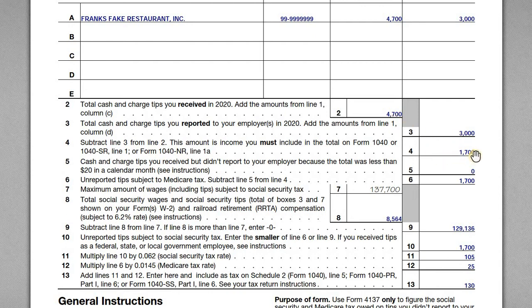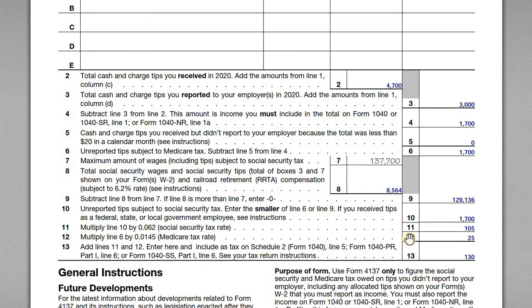So line 4 is the amount that must be included in income and subject to Social Security and Medicare tax, right? So line 6 is the amount of unreported tips subject to Medicare, right? And then line 8, lines 9, 10 here is when we compute the amount of tips that are subject to Social Security taxes. Okay, so remember, Medicare tax is 1.45%, that's the rate, and Social Security tax on the $1,700 is 6.2%. So that's where the computation is done here on lines 11 and 12.